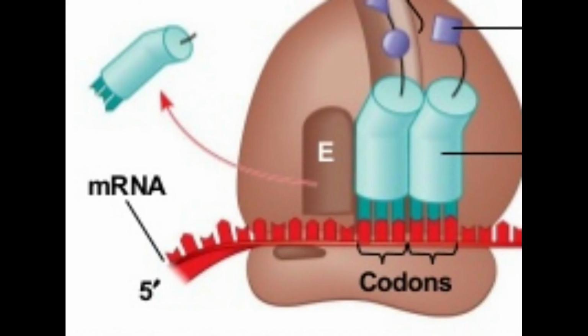Step 3. Termination. While elongation continues to occur, the strand of mRNA which has passed the P site and the tRNA must leave the ribosome. These will pass through the third and final site, the exit site.